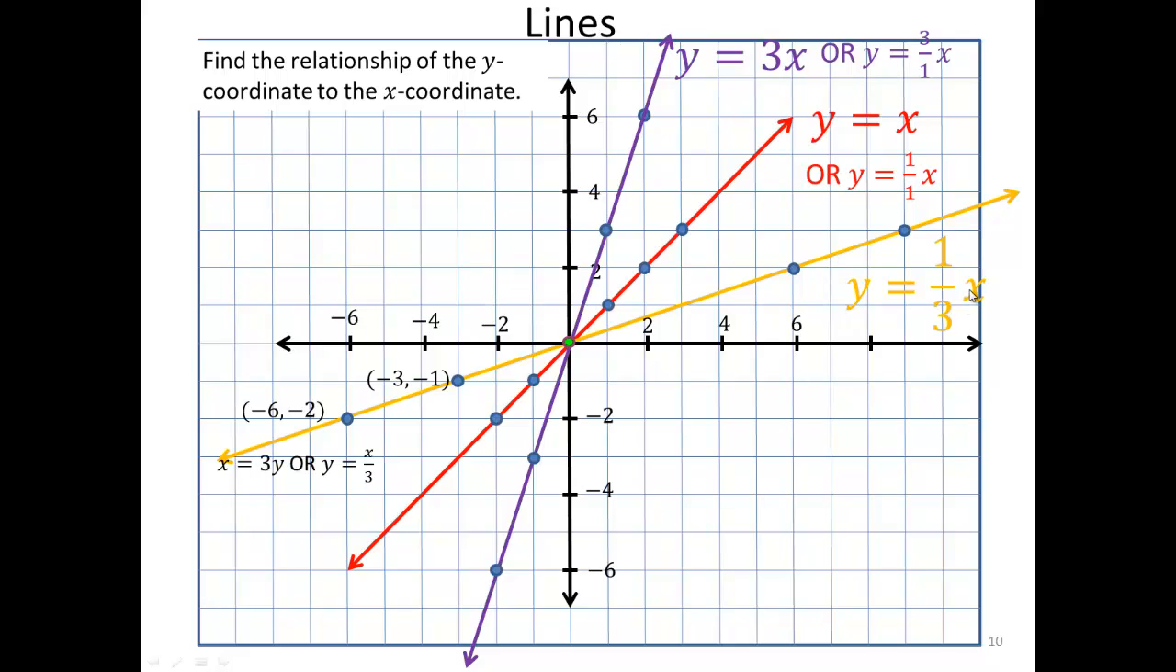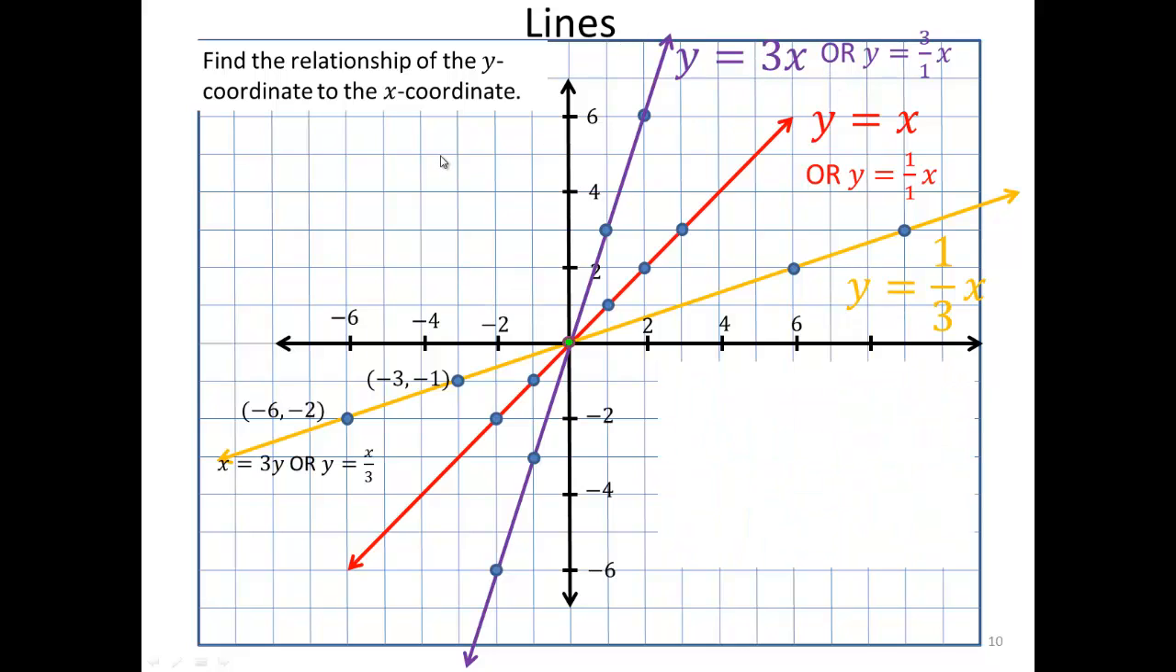1 over 3x. Like how we observed here, we would say 1 up and 3 over. So let's see if that happens. 1 up, 3 over. So you can see that this characteristic is working. So this number here is referred to as the slope of that line.